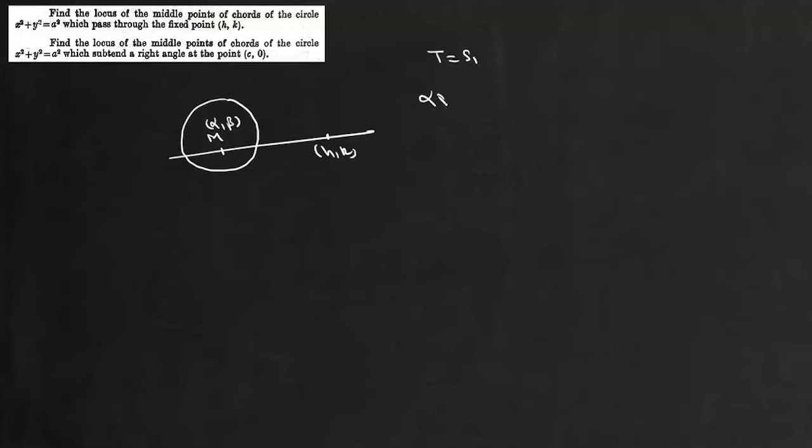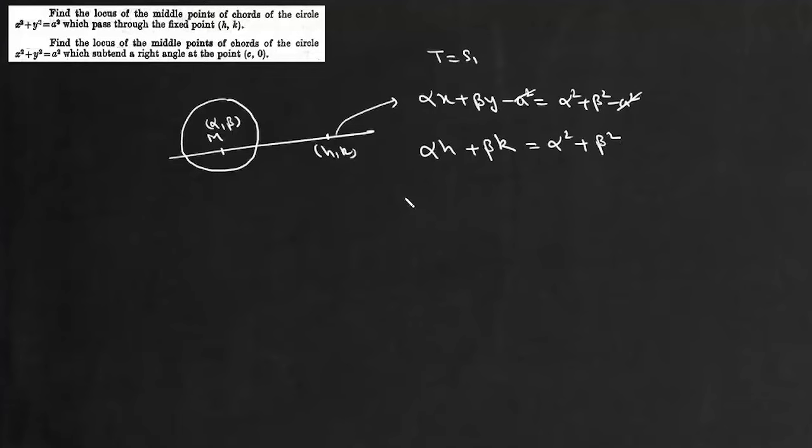Now if the midpoint is given, we know that the equation of the chord is given by T equals S1. So this equation will be alpha x plus beta y minus a square equal to alpha square plus beta square minus a square. Now this a square will cancel. Now this chord will pass through this point h comma k. So we get alpha h plus beta k equal to alpha square plus beta square. In the end, we'll replace alpha with x and beta with y. So this required locus will be this circle x square plus y square minus hx minus ky equals 0. So that's your first question.